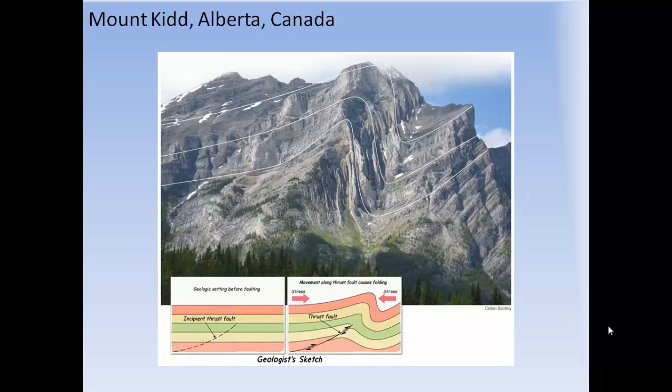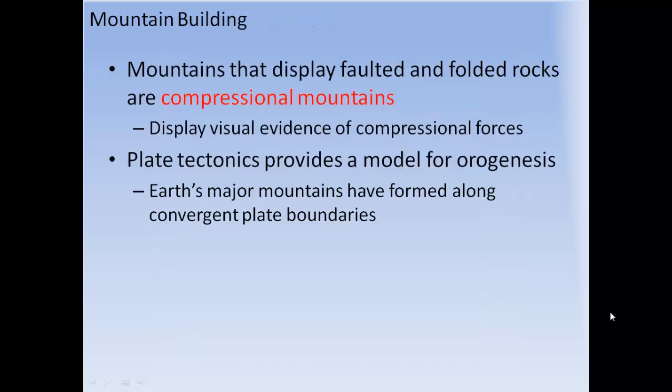Here's Mount Kidd in Alberta, Canada. The geologic setting before faulting was really flat, and then the faulting, stress and pressure caused these folds here in Mount Kidd. Mountains that display faulting and folded rocks are compressional mountains. They display visual evidence of compressional forces.